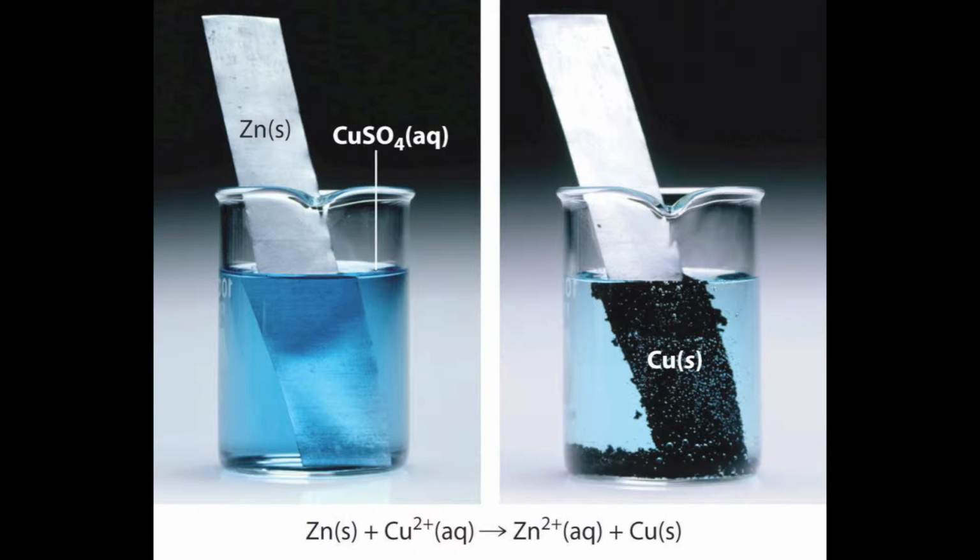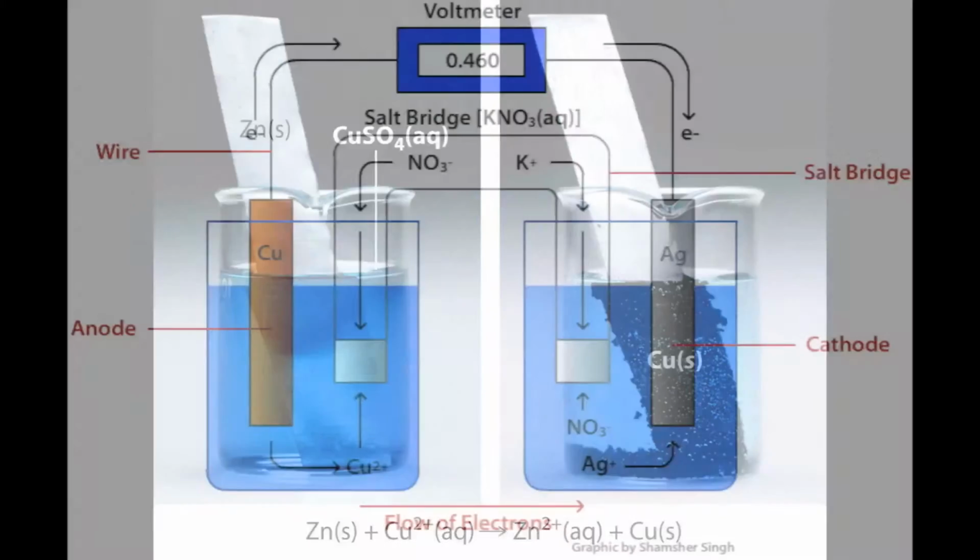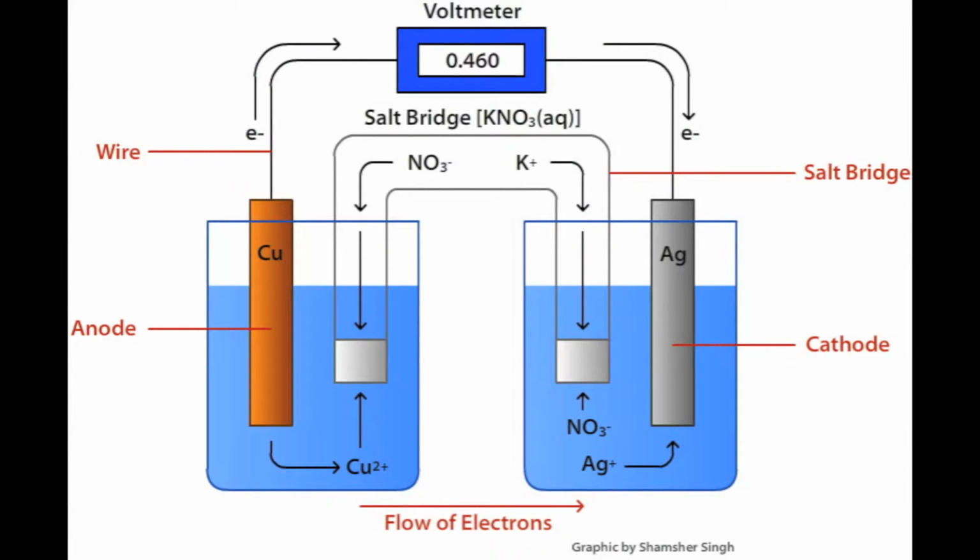Redox reactions serve as the base of functioning of our electrochemical cell. An electrochemical cell is a device that either generates electrical energy from chemical or redox reactions, or it causes chemical reactions through the introduction of electrical energy. The most basic form of electrochemical cell is the voltaic or galvanic cell.